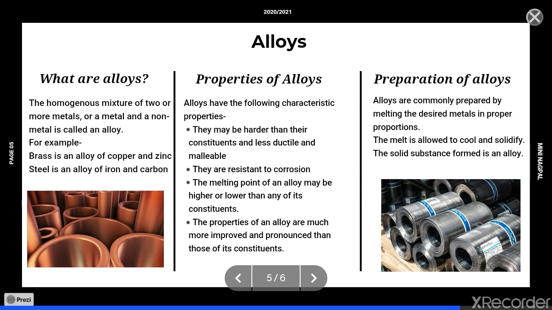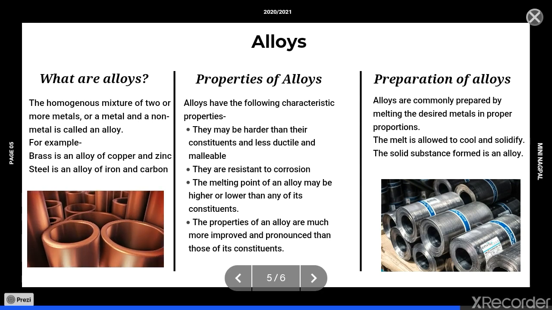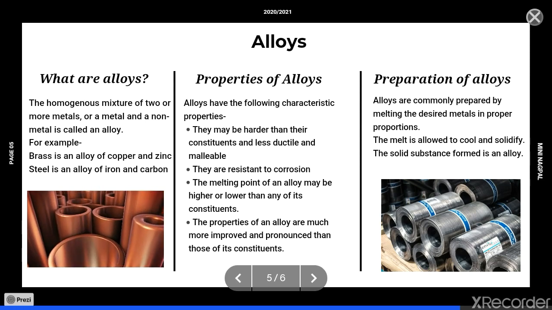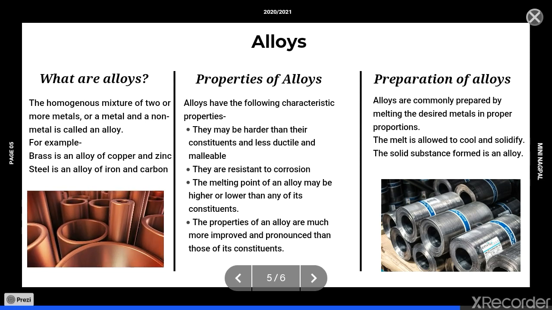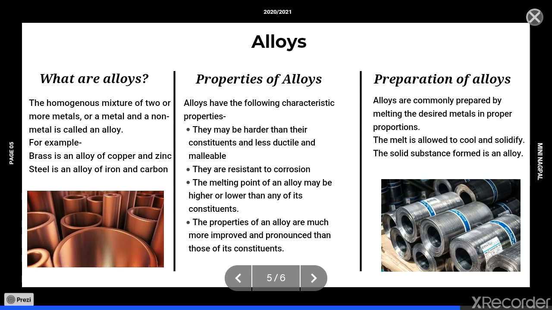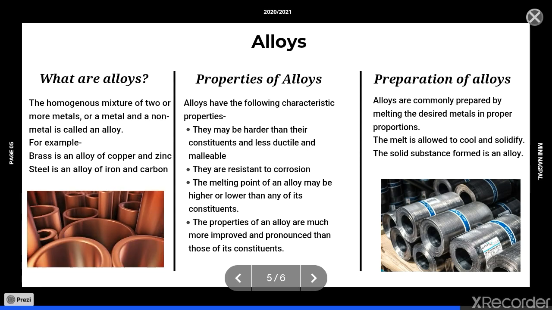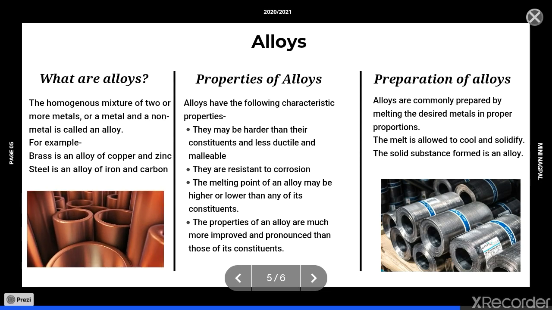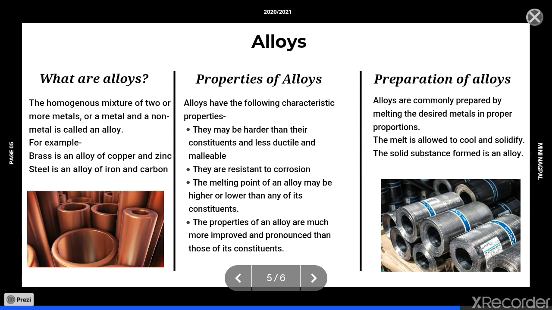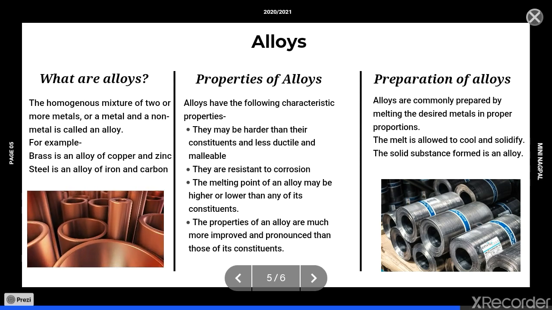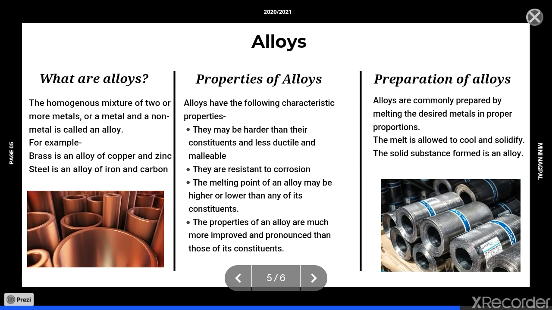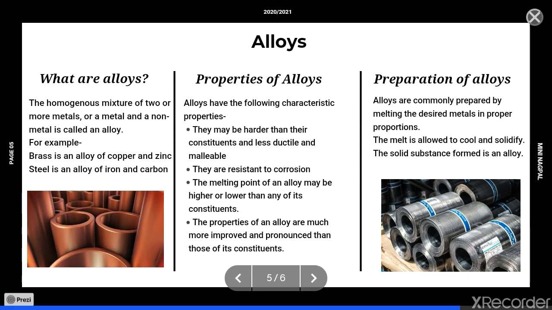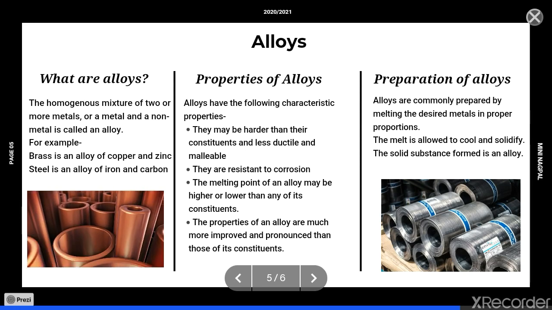Okay, now another way of preventing corrosion is to form alloys. Now, what are alloys? Why do we prepare them? How do we prepare alloys? These are the questions that we have to deal with. First of all, what are alloys? Alloys are a homogeneous mixture of two or more metals, or it may be a mixture of a metal and a non-metal. We have a large number of alloys.